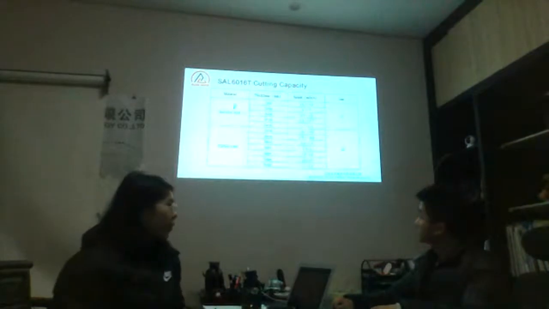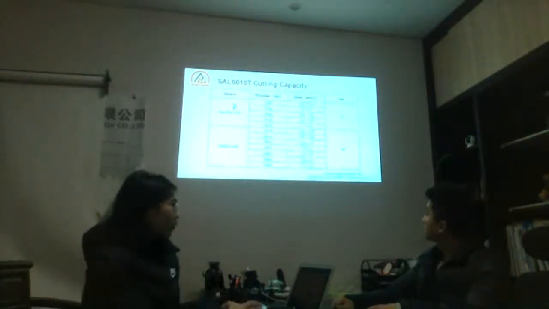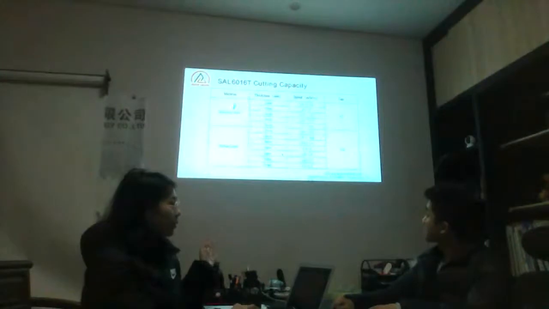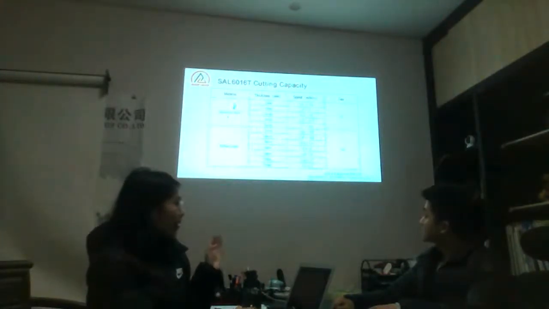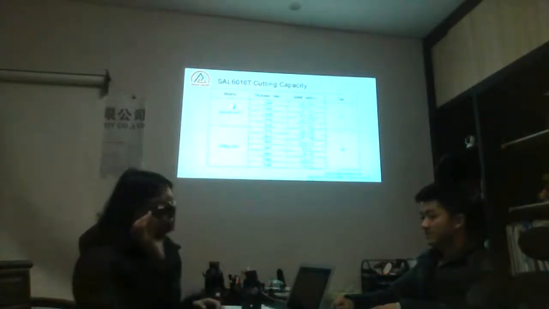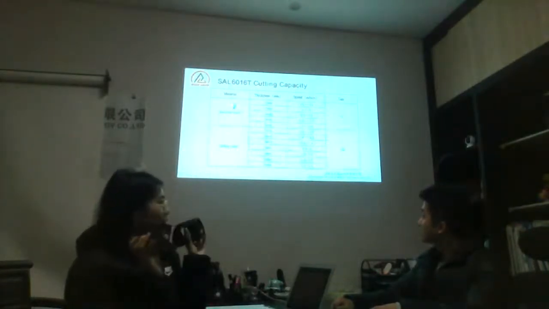The second one is for our SEL 6016T laser cutting machine, the cutting capacity. We can see the different materials. The first one is for stainless steel, and the second one is for carbon steel.